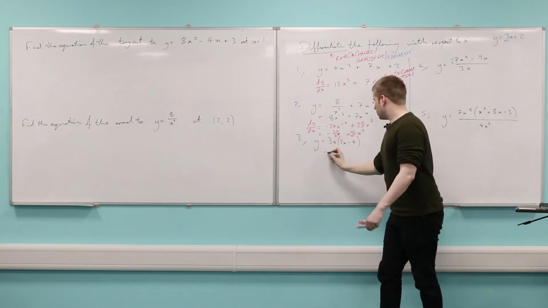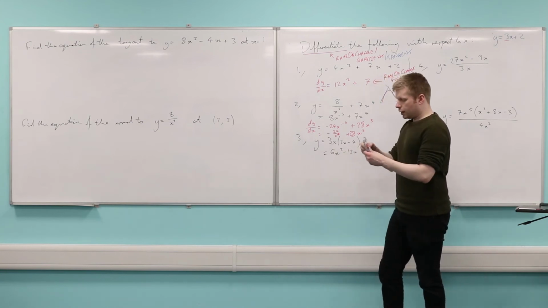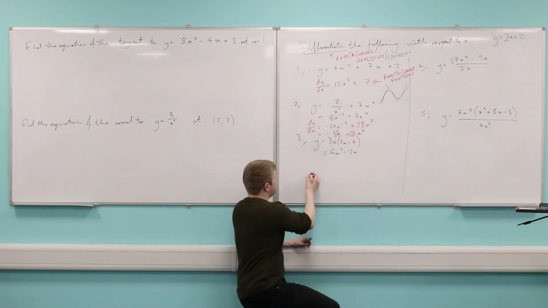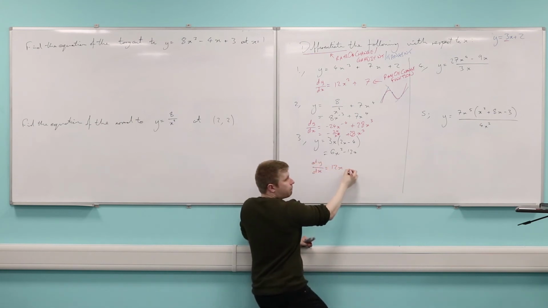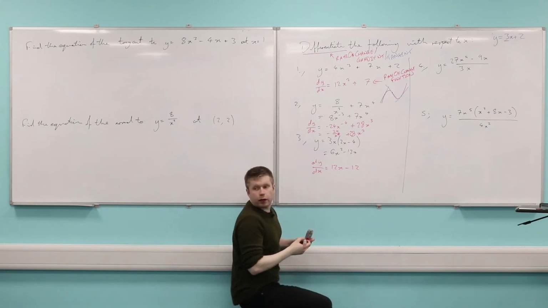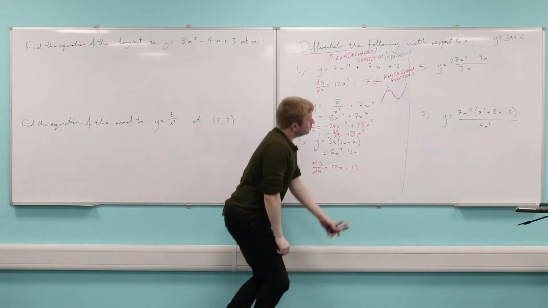6x squared. Good. Negative 12x. Negative 12x, perfect. If we differentiate it, what do we get? 12x, negative 12. Minus 12, perfect. You happy with that? Good, okay. What about number 4?